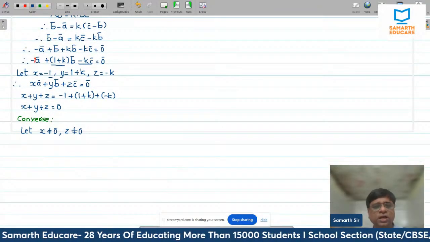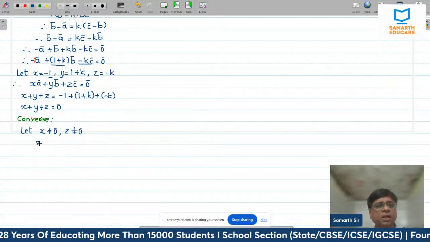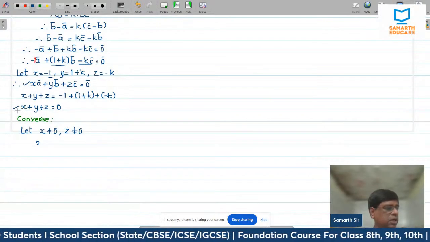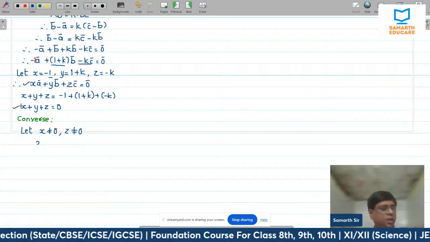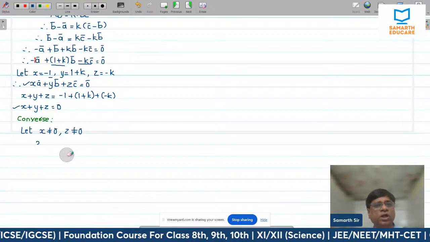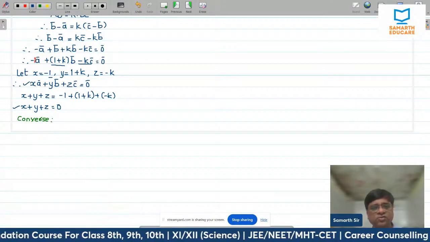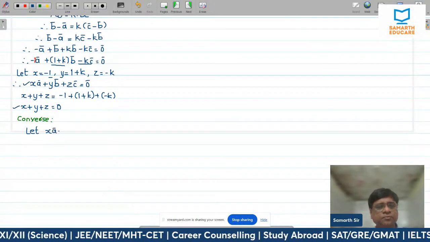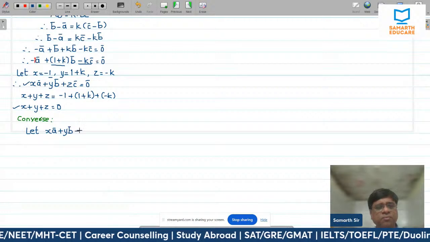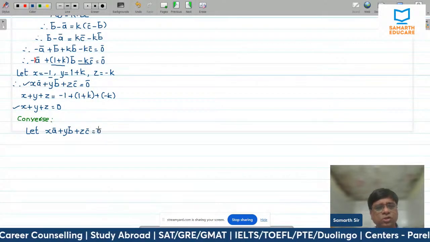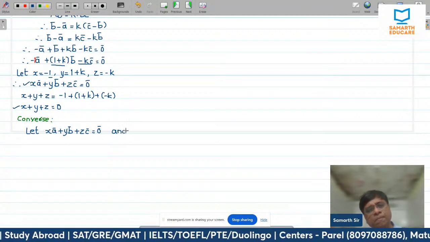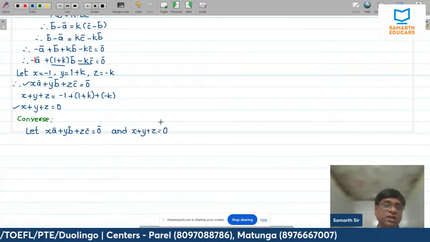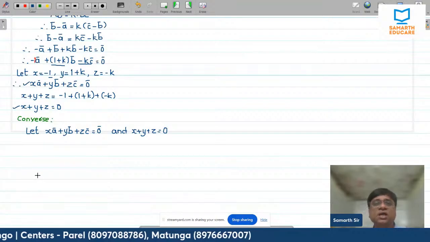Now we all know that we have already proved this earlier. Now this is the given condition. Okay. So what I'll do is, let me first write the given condition as the converse. Let x a bar plus y b bar plus z c bar is equal to 0 bar, and x plus y plus z is equal to 0. This is the given condition. Now I have to prove that a b c are collinear points.